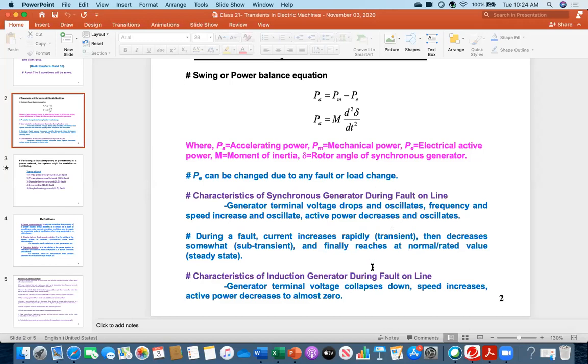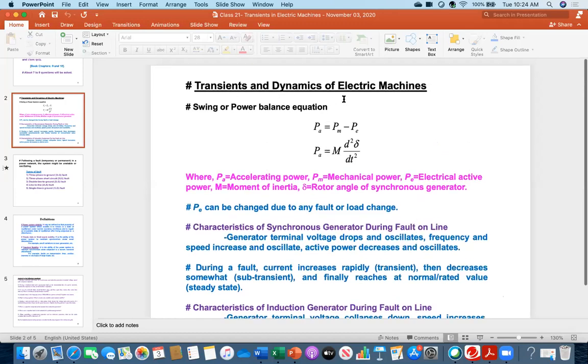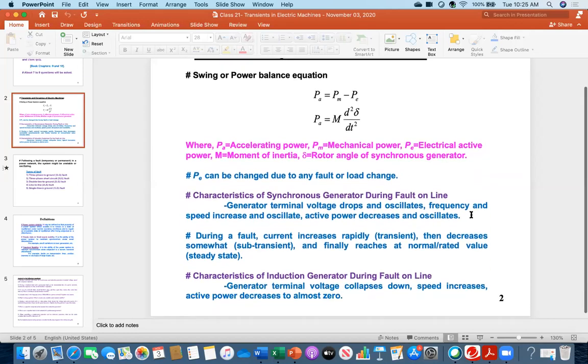So therefore, once again, everybody, what we are discussing is the transient and dynamics of electric machines. We are assuming that the synchronous generator, induction generator, electric machines are connected to the power network. They are delivering power to the customers and something happened on the connected network. What is the characteristics of voltage, frequency, active power of the generator? That is called the transients and dynamics that we are looking at today. So, everybody, could you follow me so far?